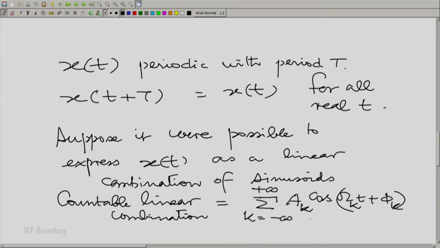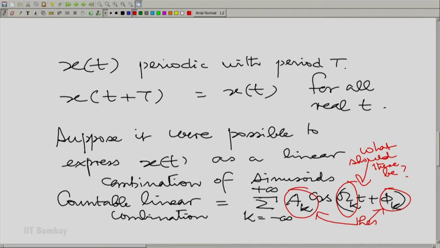Now, first we need to answer why we are saying countable. Why can we rest assured that the linear combination can be countable? All these questions need to be answered. Whatever it is, suppose it were possible to write down this expression. What should these omega k's be? And similarly, what should the other coefficients be? This is a question that we need to answer. We need to first establish that it is valid to think of a countable set of such sinusoids in a reasonable set of contexts, and then we need to find out how you could calculate these contributions.